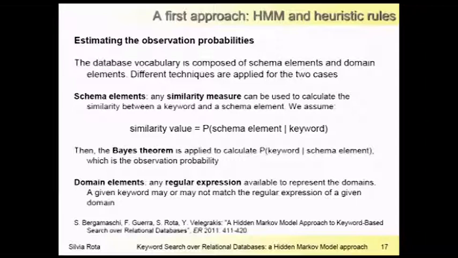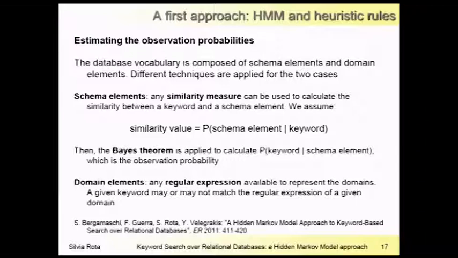Moreover, other parameters of the model that need to be estimated are the observation probabilities. Observation probabilities are the probabilities that, being in a certain state, we observe some observation, which in our context means the probability of having a certain keyword associated with some database term. To do this we use a similarity measure for the schema elements, because if a keyword has to be mapped into a schema element, we just need similarity. Or you can also use synonyms.